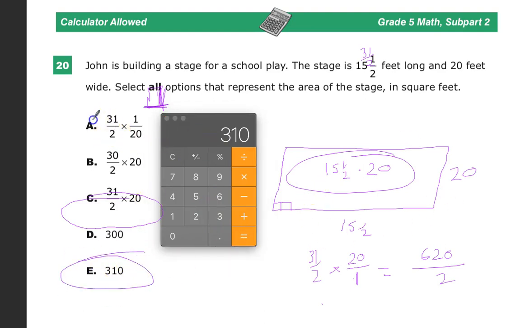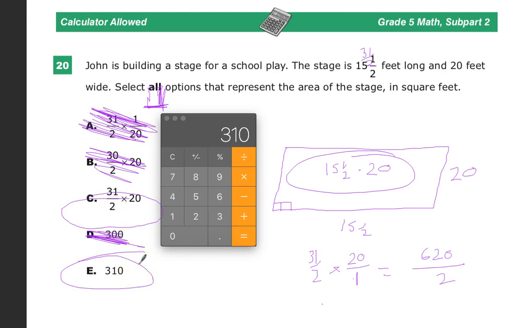So I can say that it's not this one because we're not trying to break it into parts. We're not dividing here. This doesn't work because 30 over 2 is not the same thing as 15 and a half. 300 doesn't work because if I was multiplying 15 times 20, it would work, but it doesn't work here. So as you can see, I've addressed all the answer choices. So the answers here are C and E.